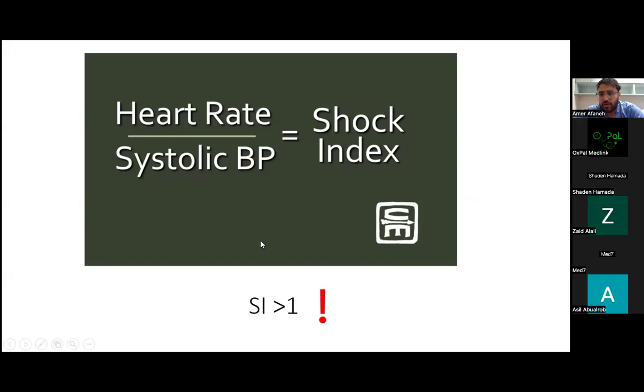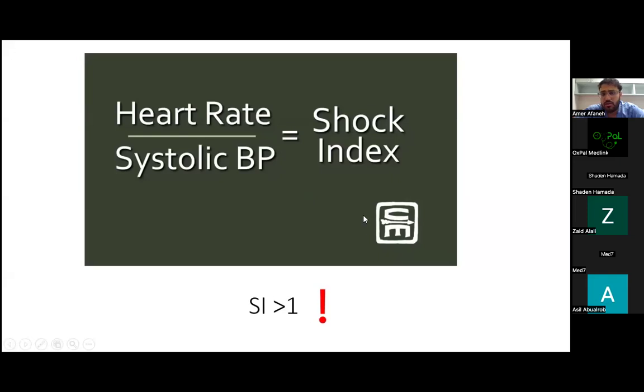So if the shock index is greater than 1, that should signal alarms in your mind that something bad is happening. For example, let's say somebody's heart rate is 120 and their systolic blood pressure is 90. This is a shock index greater than 1, right? A red flag should be going off in your mind because something's going on with this patient, something bad.